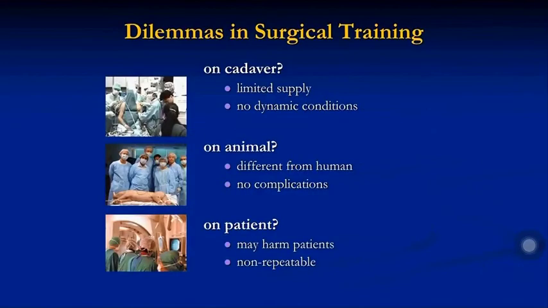So why are we interested in doing research for surgical simulations? Let's look at the current dilemmas in surgical training. One of the best ways to train a surgeon trainee is using cadaver. However, there's always limited supply, and also no dynamic conditions can be learned. We can also train on animal. However, the anatomical structures of an animal are very different from human, and also there are no other complications that can be trained. And the worst case would be to train on patients because it can harm patients, and also many of the procedures are non-repeatable.